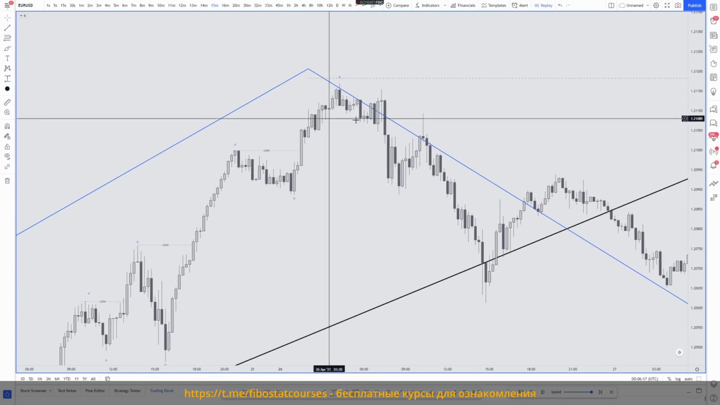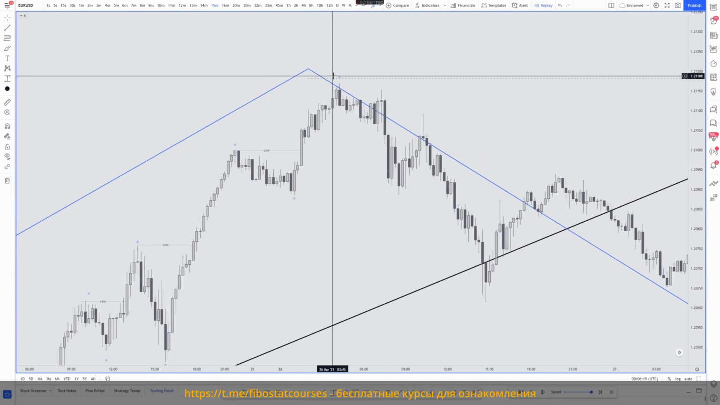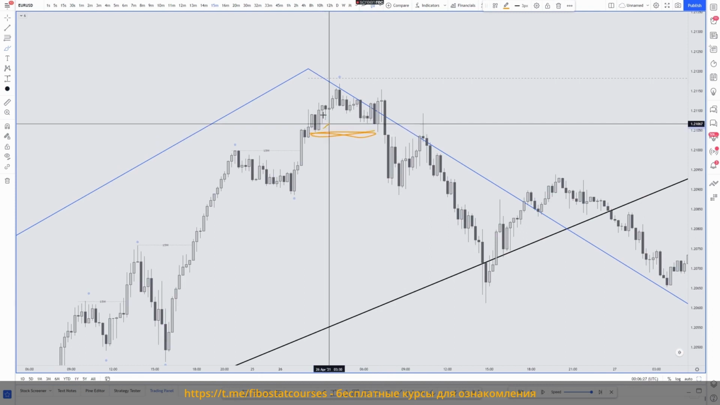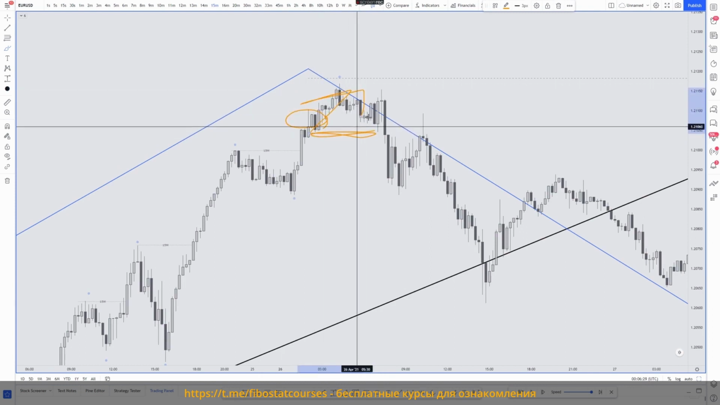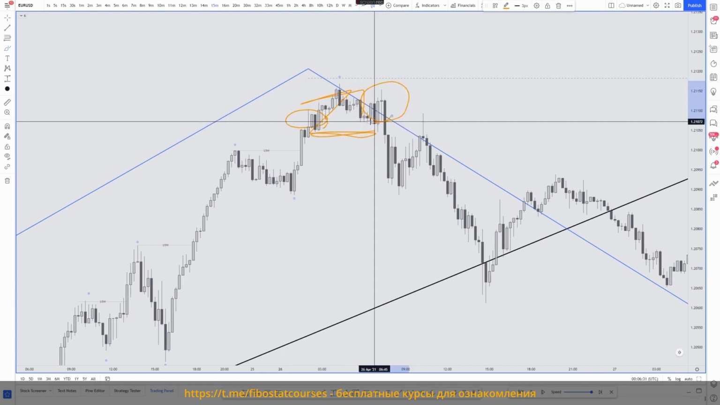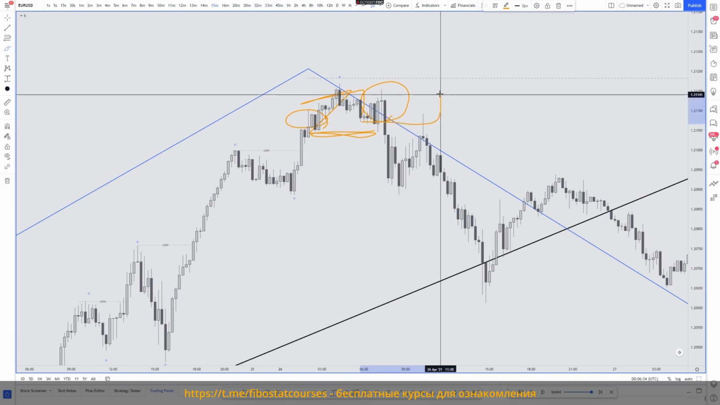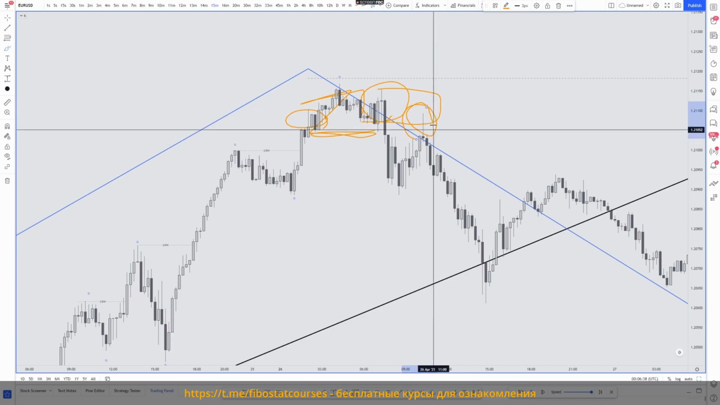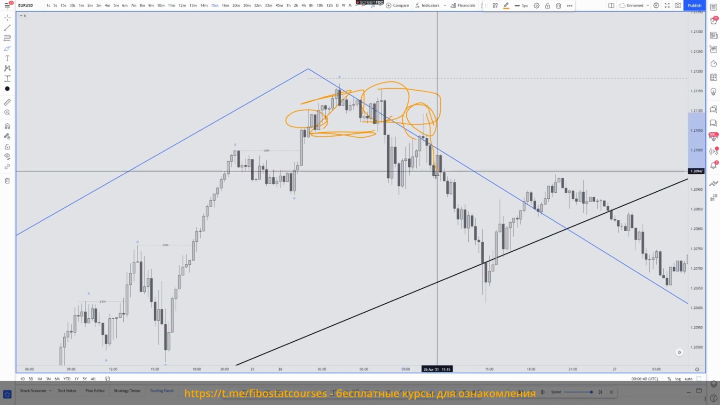So here we are at the top of 4-hour structure. Ultimately we get a change of character here when this last sort of demand goes that put in this high. So something in here caused that. As you can see, this supply zone gets mitigated, and ultimately you would take a trade from something in here on the lower time frame.